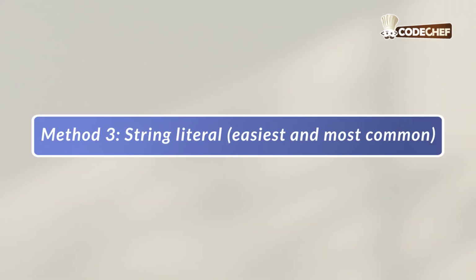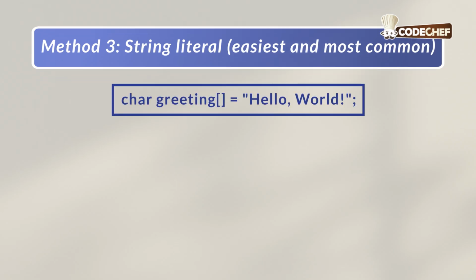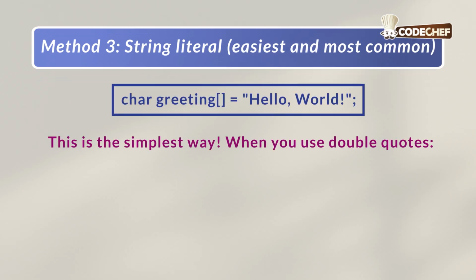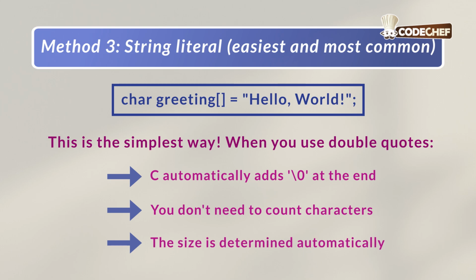The third method is string literal, easiest and the most common. char greeting[] = "Hello World". This is the simplest way when you use double quotes. C automatically adds the null terminator at the end. You don't need to count characters. The size is determined automatically.